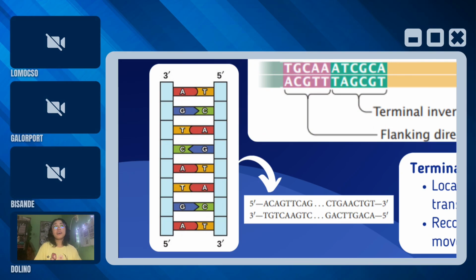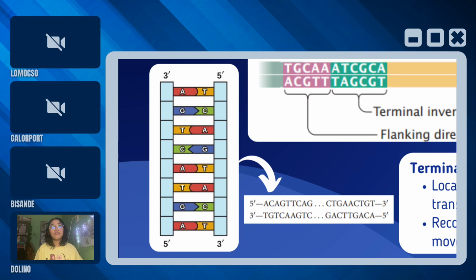Unsa may meaning aning 5' ug 3'? Diba, DNA has two strands that run in opposite directions. As you can see on the left of the PowerPoint, with a 5' phosphate end and a 3' hydroxyl end. So, ang duha ka strand, ibutang nato, strand 1 is 3 to 5' and strand 2 is 5 to 3'. So, bali-bali sila. Transposase can only and primarily recognize specific 5' to 3' sequences. Usara ka strand iyang ma-recognize.